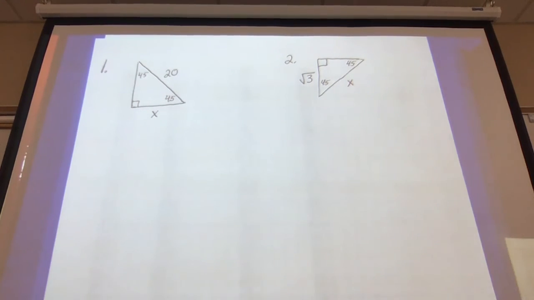Try both of those. And if you get stuck, just get as far as you can on it. See how far you can go.